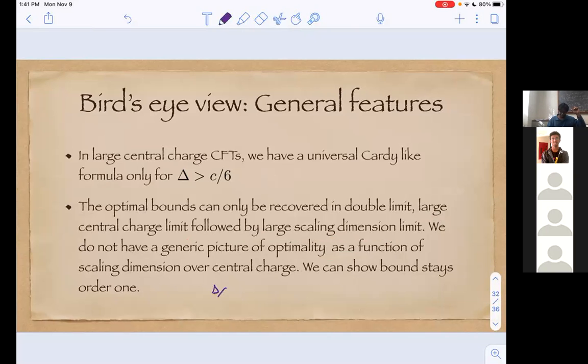So if I consider Δ/c being finite and c going to infinity, ideally one would expect that there will be some bound which is a function of Δ/c, and there will be some notion of optimality. But this notion of optimality in this limit has not been clarified yet. But what we can still show is that this upper bound stays order 1. It does not become exponentially small. So even if you expect that the c going to infinity limit would be chaotic, we are not able to pinpoint that it would become exponentially small. The bound is still order 1.